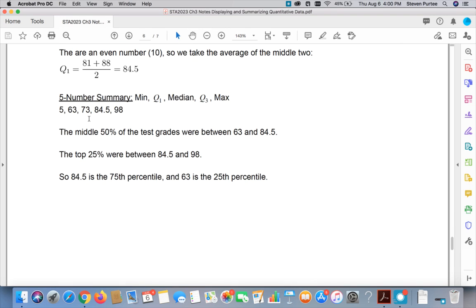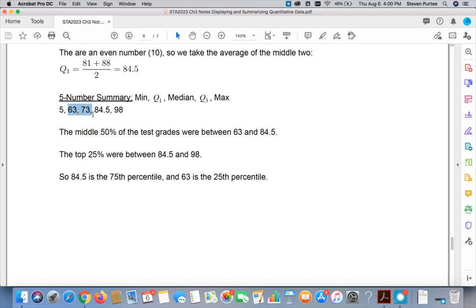Now this breaks our data set up into 4 equal pieces. So from here to here is 50%. 73 and above is half of the data. Between 73 and 5 is half of the data, 50%. Each of these, between each 2 numbers, is 25%. Between 84.5 and 98 is the top 25%. Between 5 and 63 is the bottom 25%.